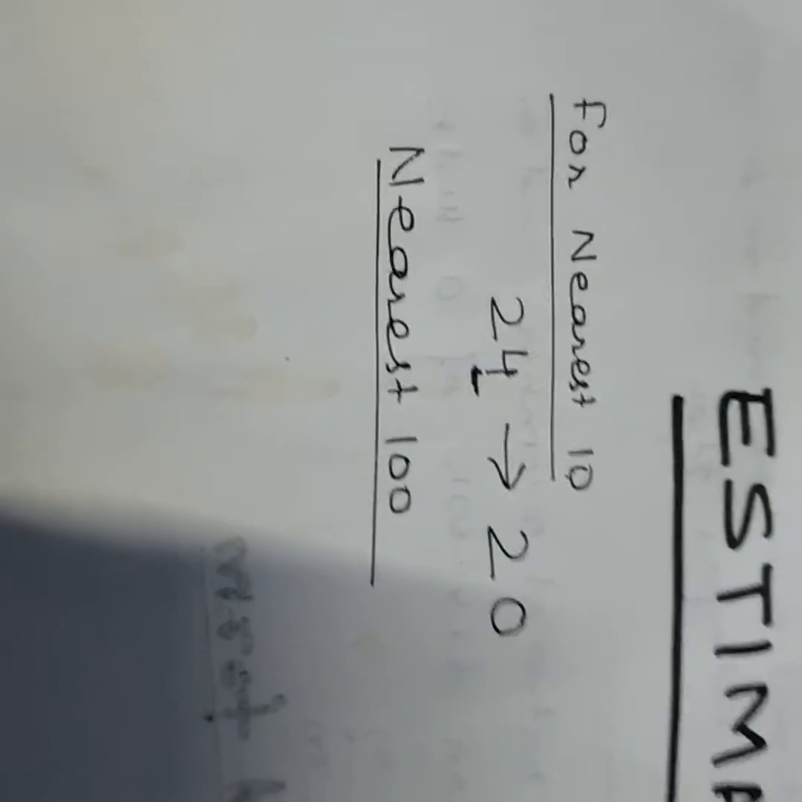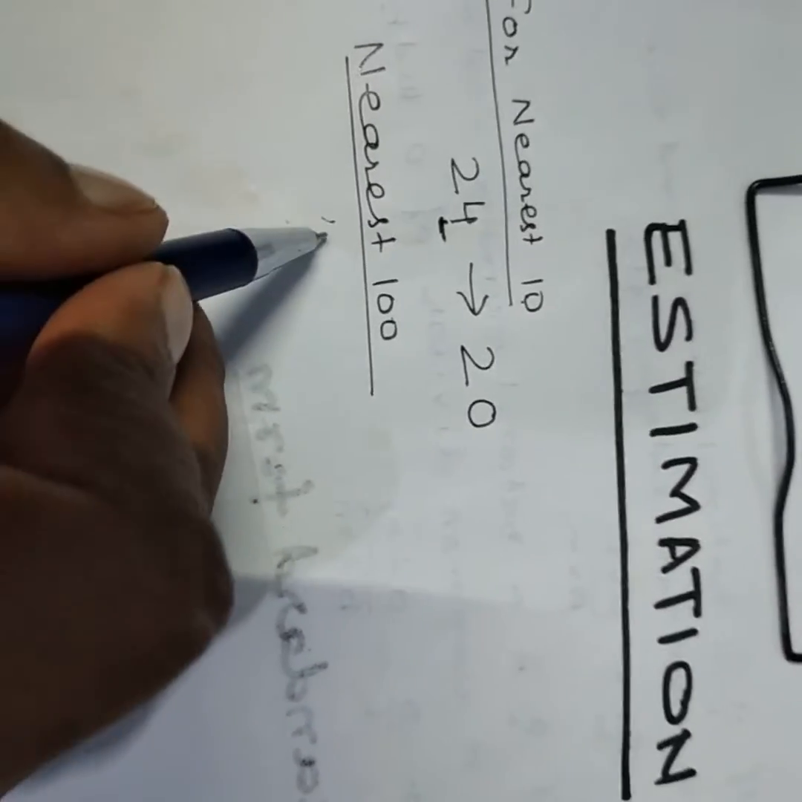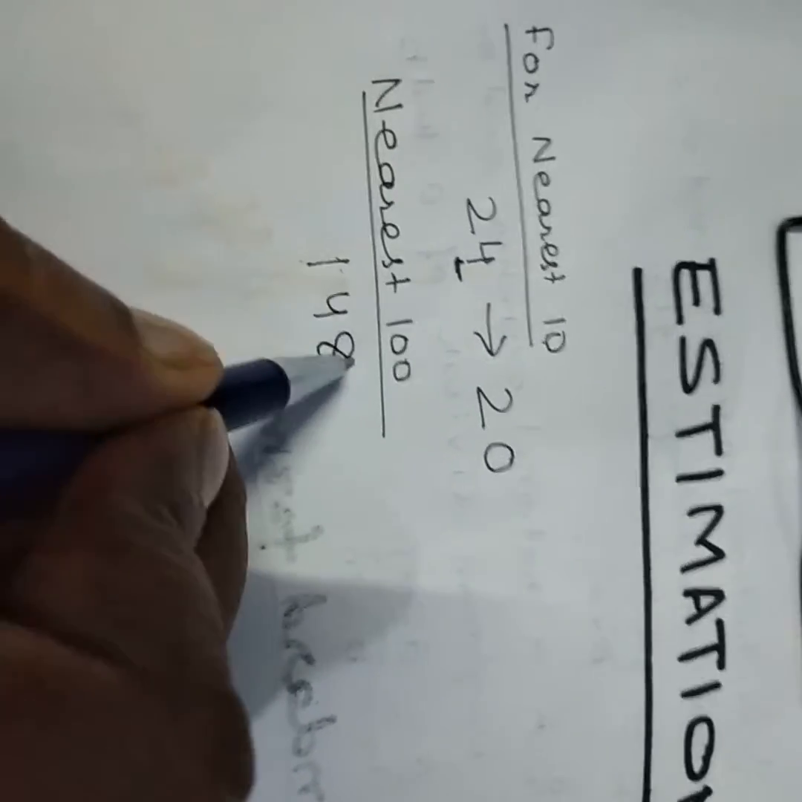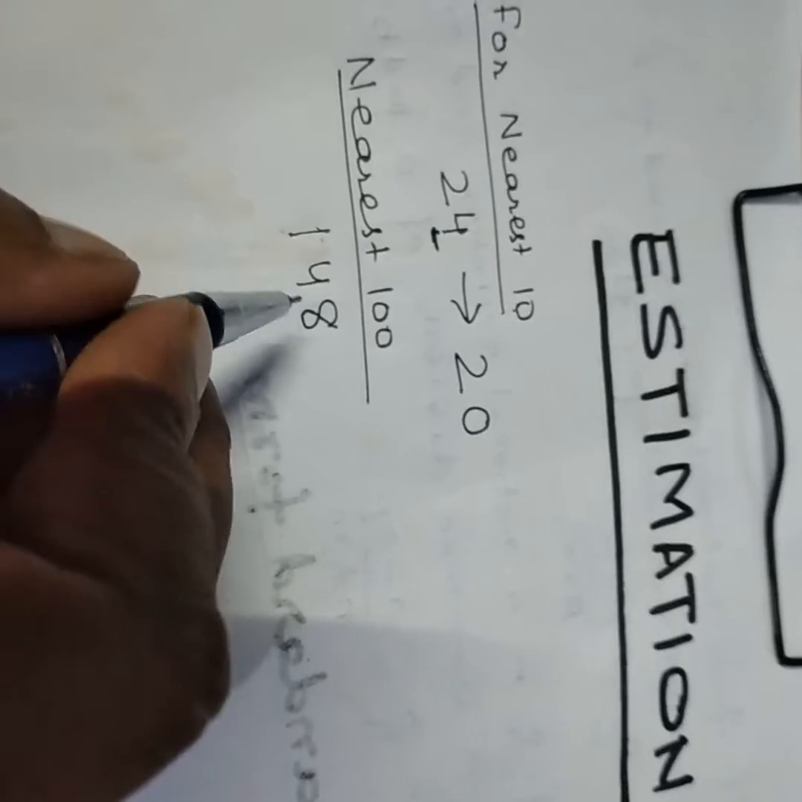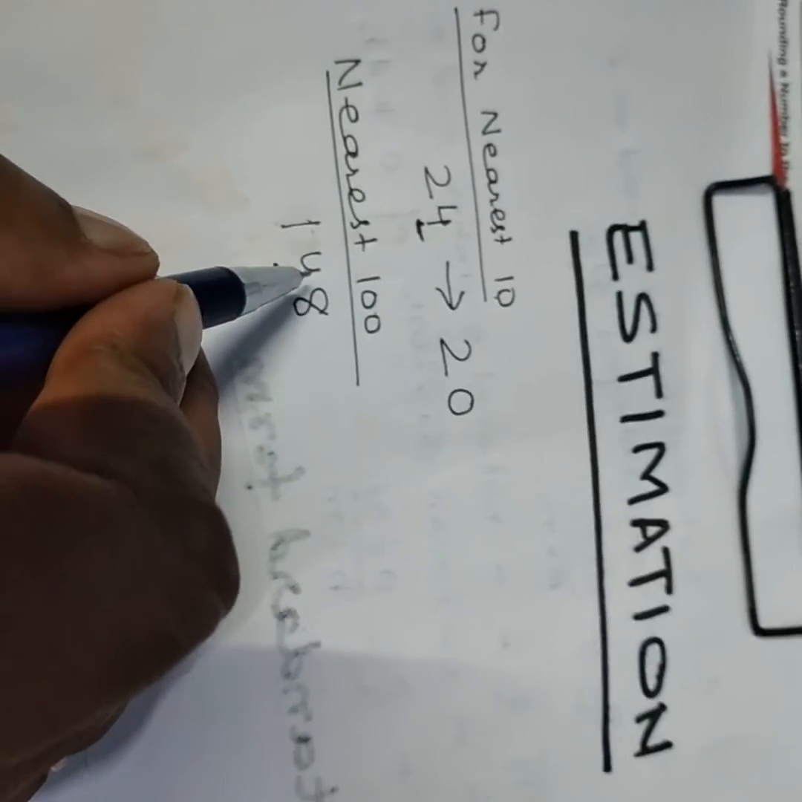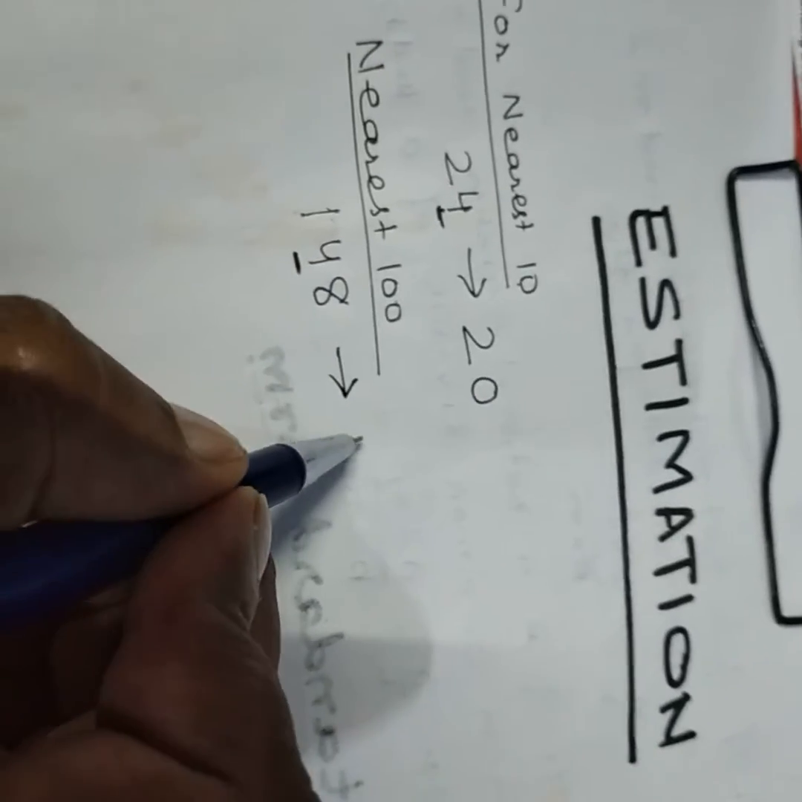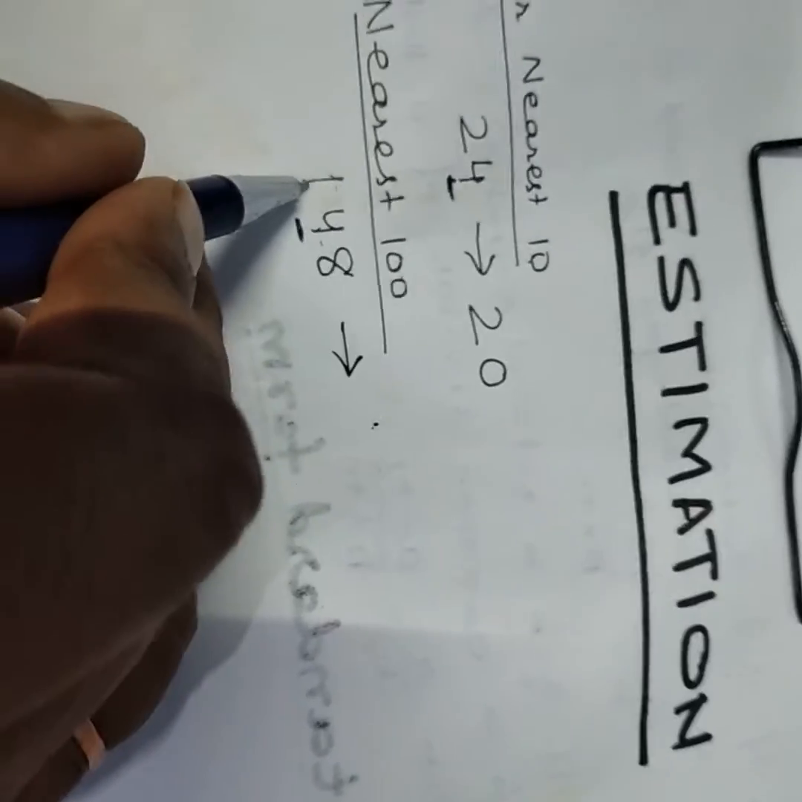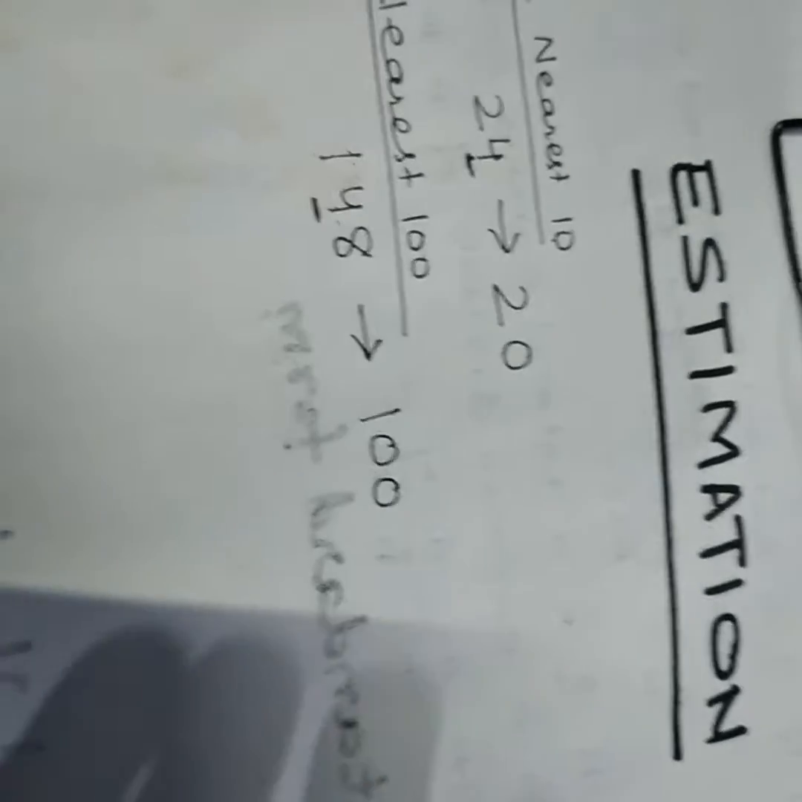For nearest 100, same method, children. Suppose this is 148 and we have to find the nearest 100. In nearest 100 we look at the tens place, and the tens place is 4 here. So we will not increase the hundreds place, and its value is 100.